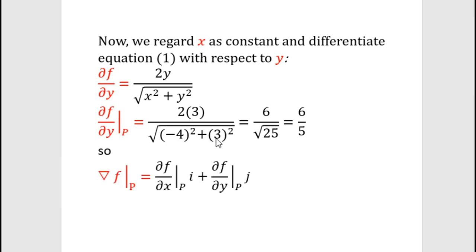So the gradient of f at p is equal to partial f by partial x at p i plus partial f by partial y at p j. So partial f by partial x at p is equal to -8 over 5 and partial f by partial y at p is equal to 6 over 5. That's why the gradient of f at p is equal to -8 over 5 i plus 6 over 5 j.